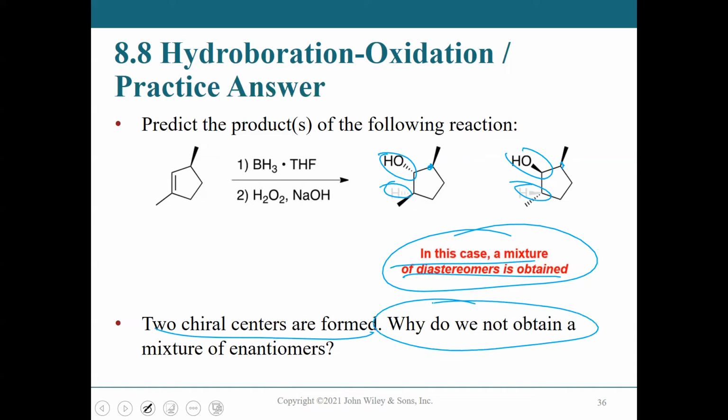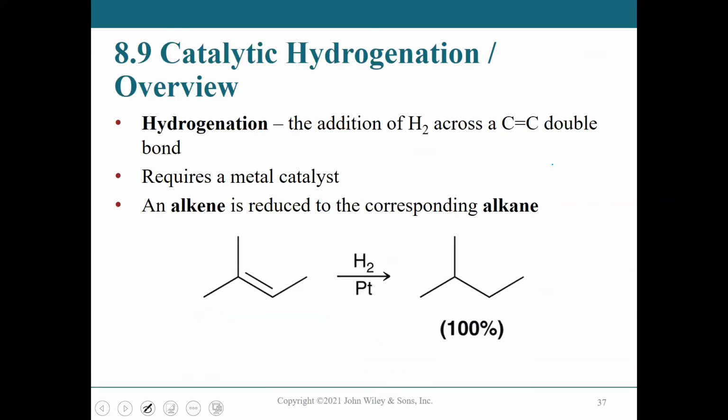Why do we not obtain a mixture of enantiomers? Because you have an additional chiral center, and that chiral center does not invert. The OH and the methyl, these two are the only ones that invert, but this one never inverts. That's why you get a diastereomer, right? Remember, diastereomers are partial mirror images.